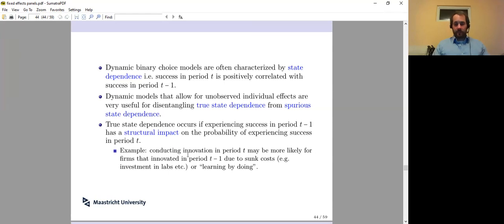For instance, if you look at innovation, and you only look at whether a firm innovates in a particular period or not, then it is often seen that when you innovate in period t minus 1, this has a structural effect on the chance of innovating in period t. Because if you have innovated in t minus 1, you have sunk costs, you have invested in labs and research material, and you're also more likely to keep going because you're learning by doing. You're actually getting better at research and innovation. So there's a structural effect of experiencing innovation in past periods.